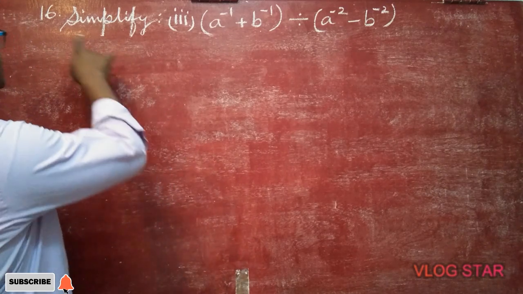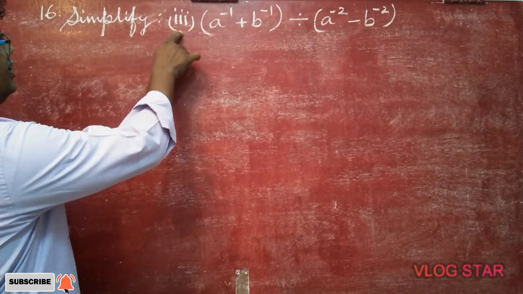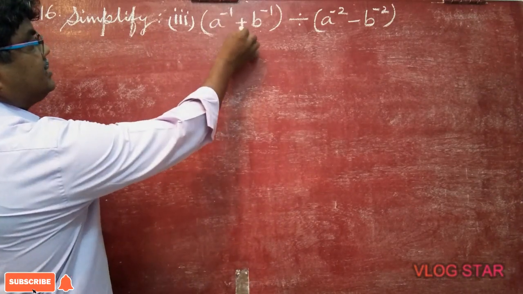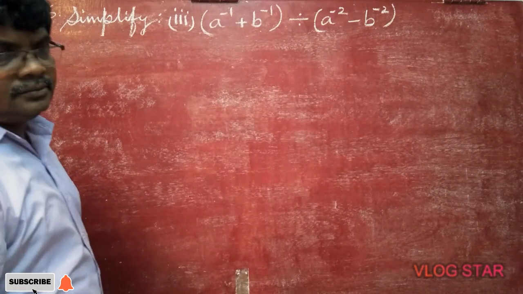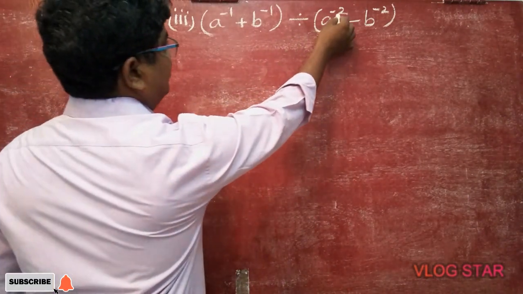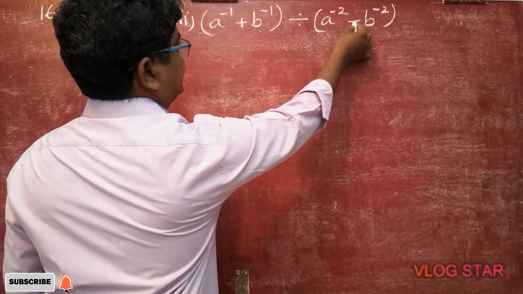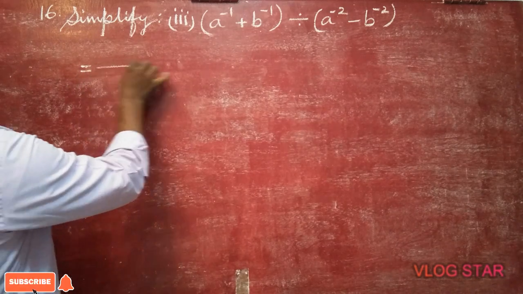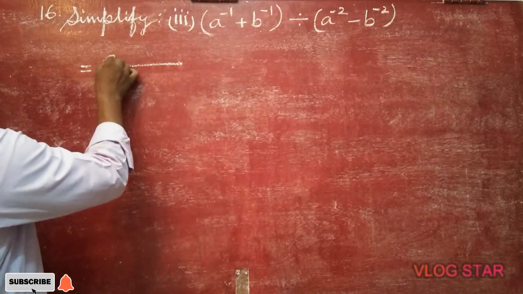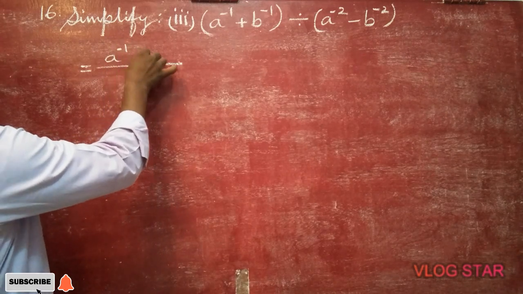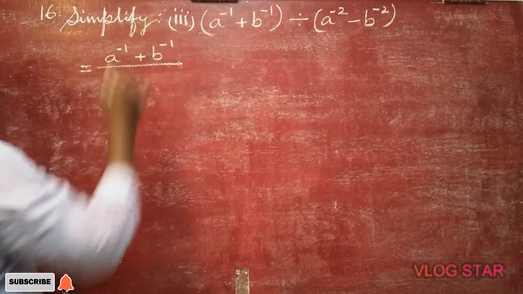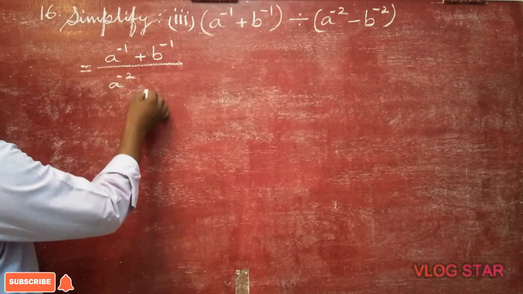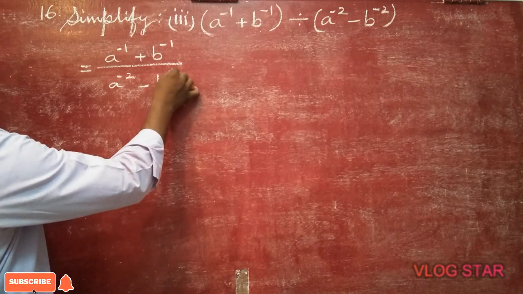Hi students, 16th, simplify third bit. 16th third bit I am doing. A to the power of minus 1 plus b to the power of minus 1 divided by a to the power of minus 2 minus b to the power of minus 2. The meaning of that is (a to the power of minus 1 plus b to the power of minus 1) divided by (a to the power of minus 2 minus b to the power of minus 2).